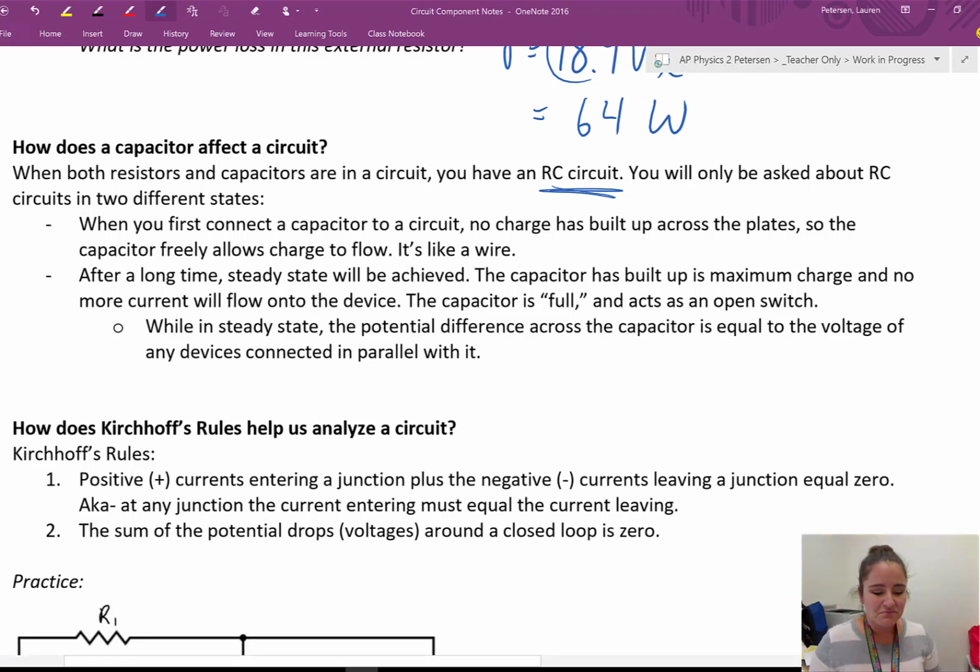Okay, so circuits that have both resistors and capacitors are called RC circuits. We'll be getting into those more later, but the basics is that you're only going to be asked about RC circuits in one of two different states.